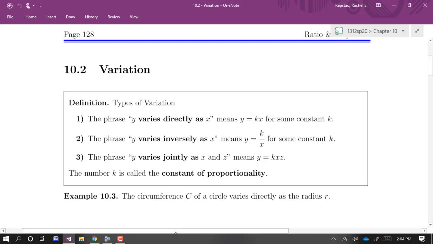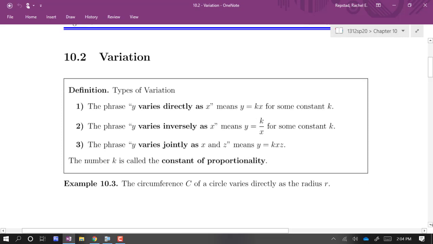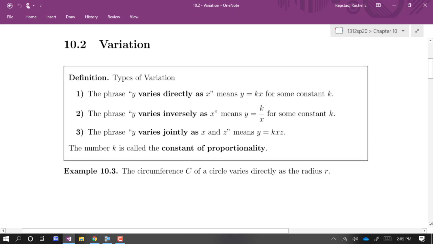Now we're going to look at some word problems, these variation problems, and we start with just a little bit of language. If we say that y varies directly as x, that means that y is equal to some constant times x, right? Y is kx for some constant k. Varies directly as means the same thing as y is proportional to x.